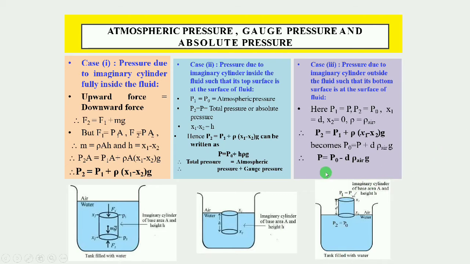This P0 is atmospheric pressure here, P1 is total pressure or absolute pressure, and this pressure is gauge pressure. Okay, gauge pressure. So these three cases we discussed here, that is, the position of the imaginary cylinder we change here, and we are writing the expression for the height of liquid, the expression for the pressure at a certain particular point. Okay, so you got it, right.